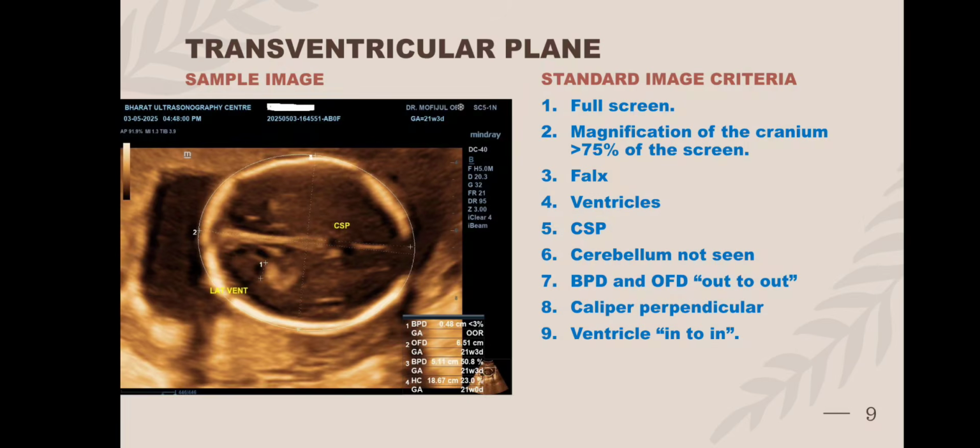Now we begin the anatomical survey of the fetal brain. This is the transventricular plane of the fetal brain showing the CSP, cavum septum pellucidum. Cavum septum pellucidum is a small rectangular or diamond shaped space between the two medial walls of the two lateral ventricles. CSP is not a part of the ventricular system. It's a potential space between the two medial walls of the two lateral ventricles.